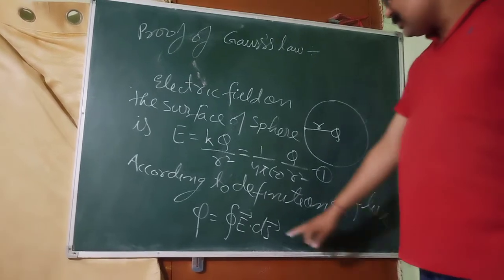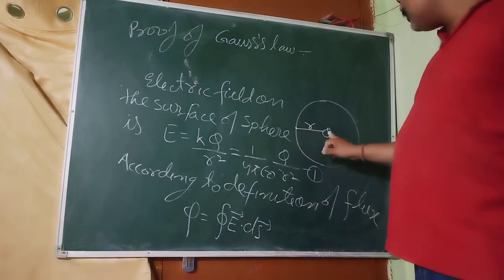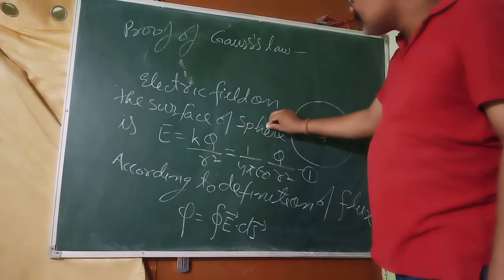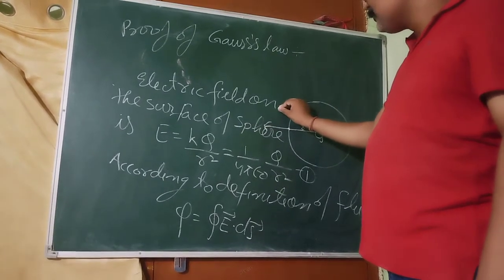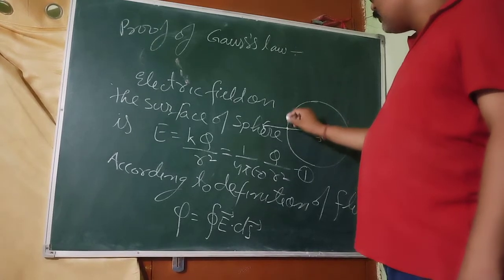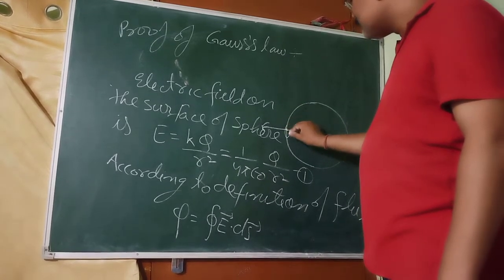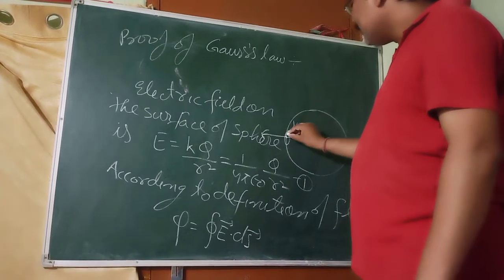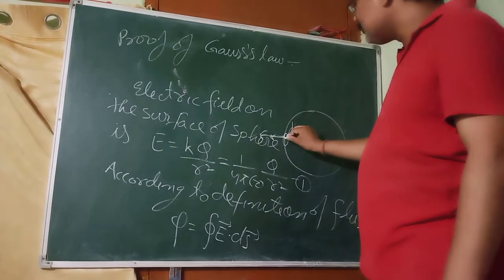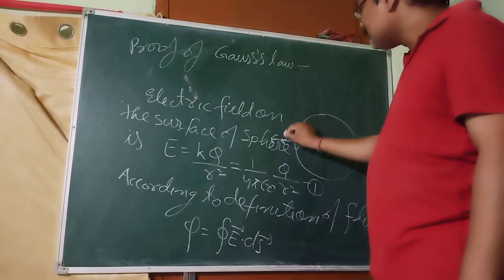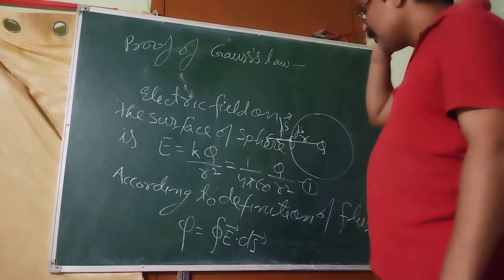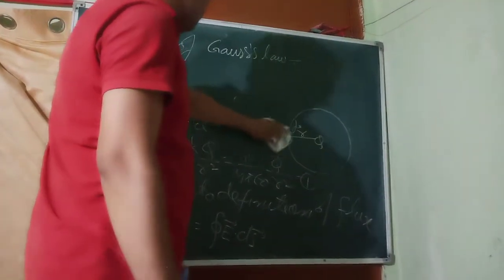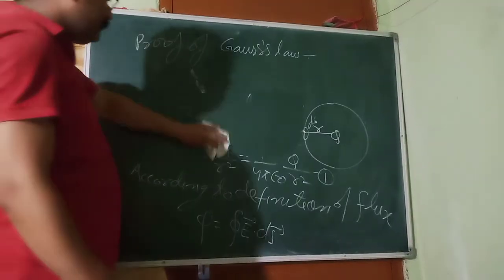Now, this is the definition. See here, at this point, if this is a positive charge, then its electric field will be in this direction. If we take a small surface over here of area ds, then its direction will also be along the same direction, because it is perpendicular to the surface. So this is the direction for ds also. I'm going to explain this. Just wait, I'm going to write this first.